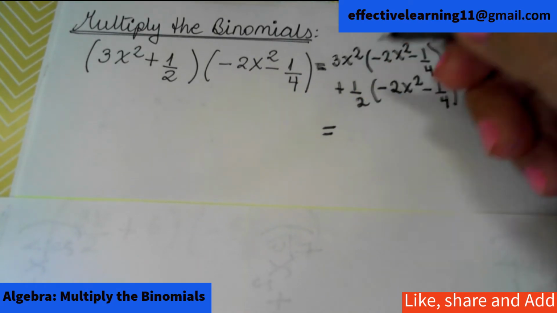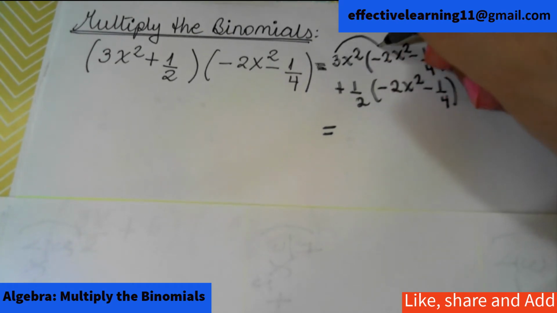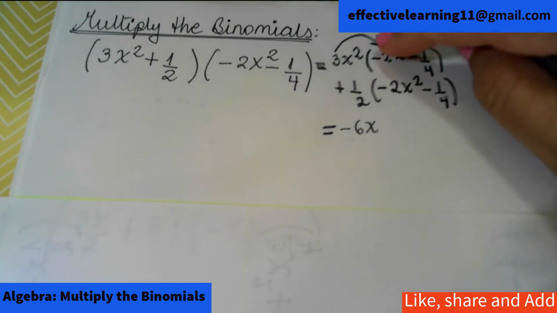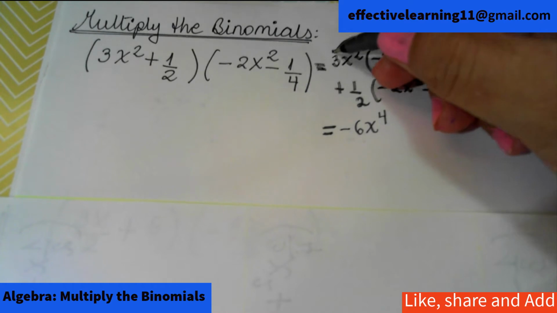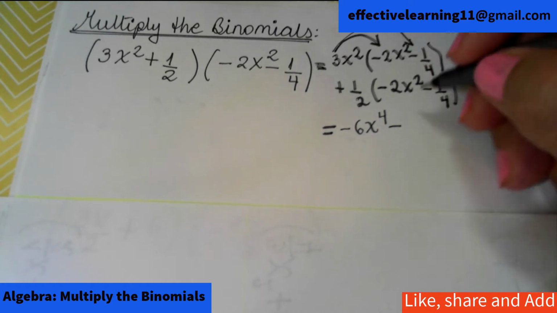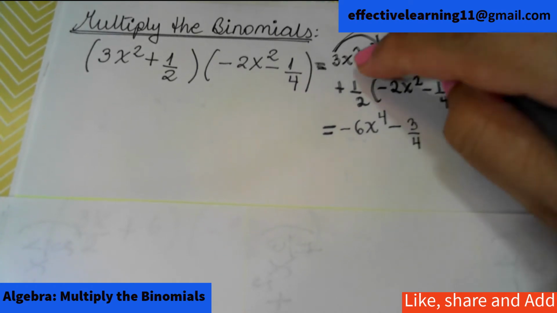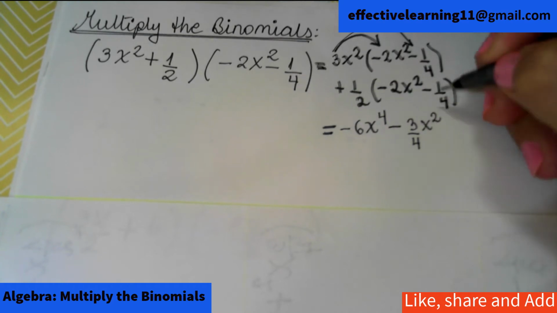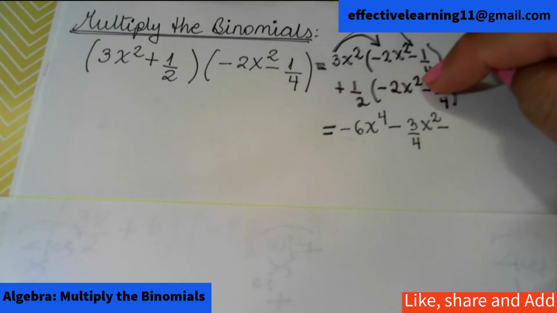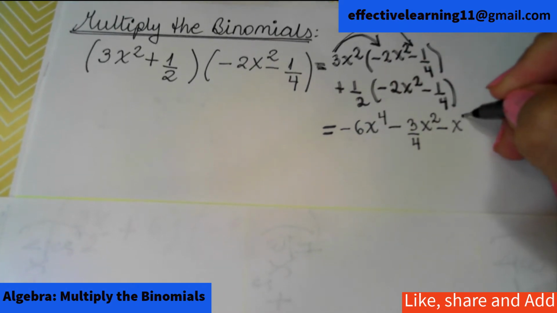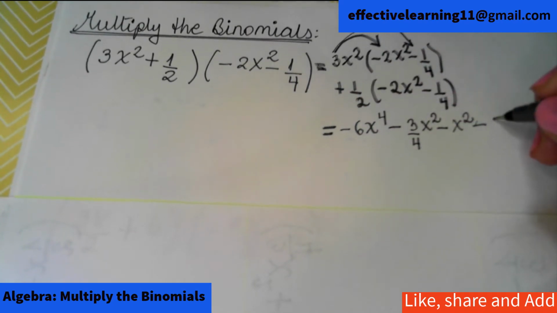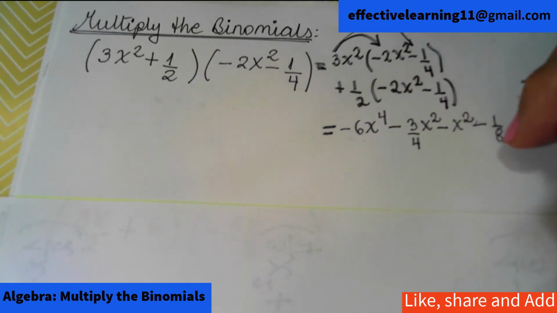This is equal. Now we are going to apply the distributive. 3 times negative 2 is negative 6, x, 2 plus 2, 4. Now the second term. Positive and negative is negative. 3 times 1 over 4 is 3/4, x with exponent 2. Now plus and negative is negative. 1.5 times 2 is 1 times x squared. Just write x squared. Plus and minus is minus. 1.5 times 1 over 4 is 1 over 8, because 2 times 4 is 8.